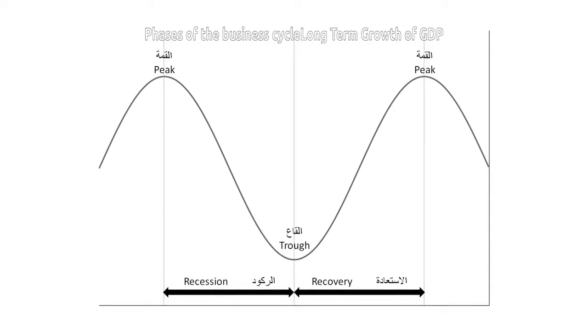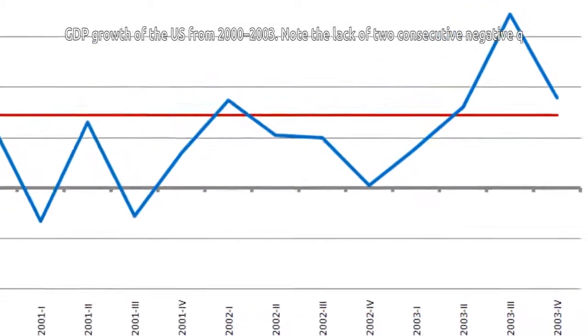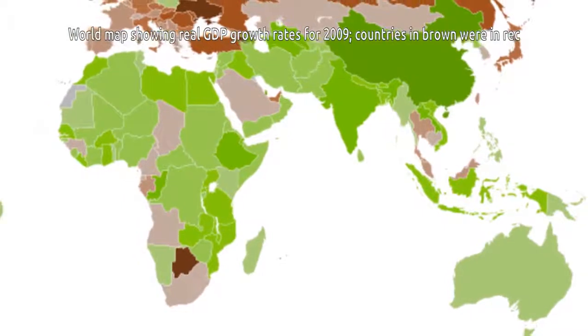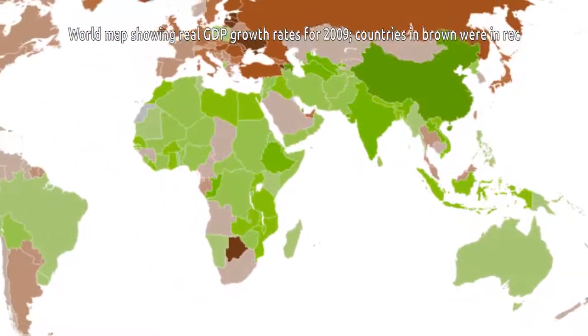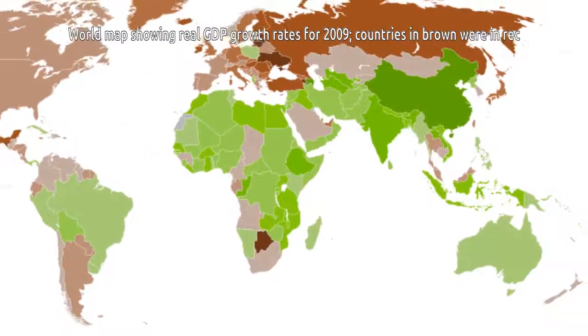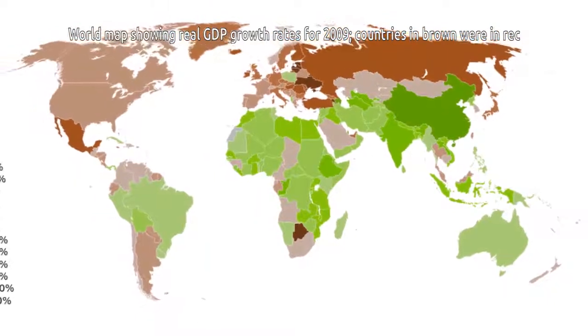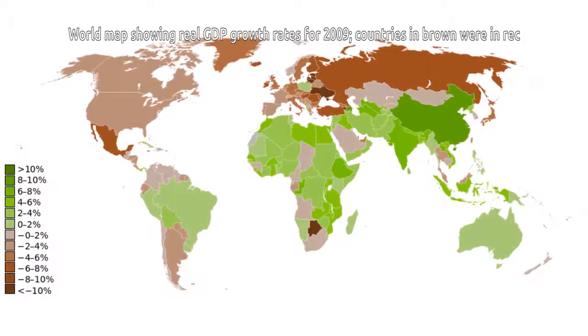July 1981, November 1982, 15 months. July 1990, March 1991, 8 months. March 2001, November 2001, 8 months. December 2007, June 2009, 18 months. For the past 3 recessions, the NBER decision has approximately conformed with the definition involving 2 consecutive quarters of decline. While the 2001 recession did not involve 2 consecutive quarters of decline, it was preceded by 2 quarters of alternating decline and weak growth.